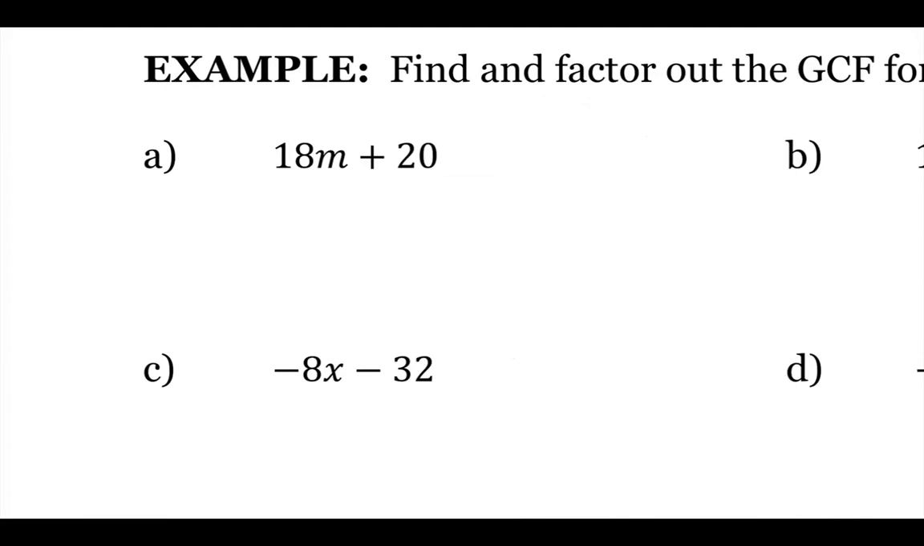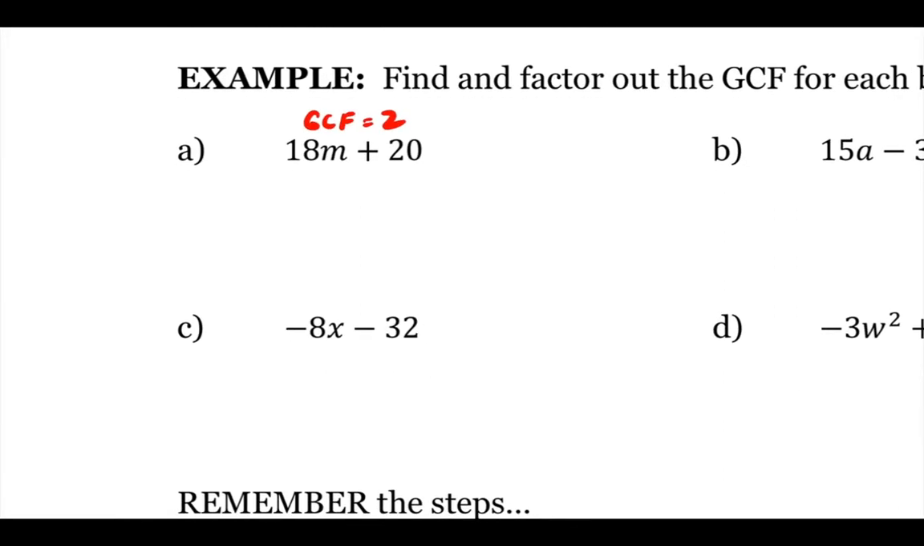18m plus 20. What is the GCF here? What is the biggest number that goes into both? 2, we got 2. Anything bigger than 2 goes into both? No, right? 4 goes in here 5 times, but it doesn't go in there evenly. 6 goes in there, but it doesn't go in 20 evenly, right? So it's going to be 2. So when we write this, we say GCF equals 2. And then we divide by 2.